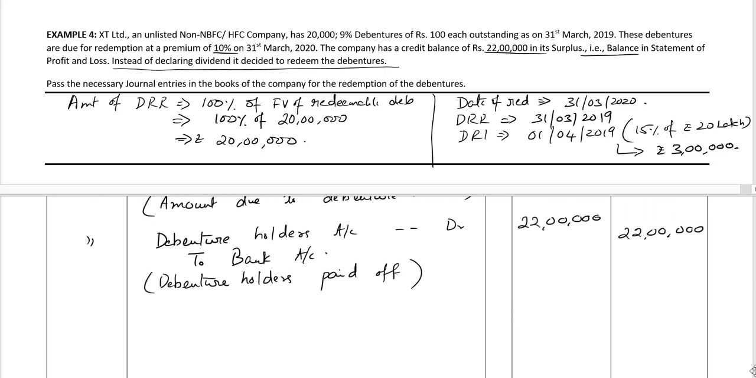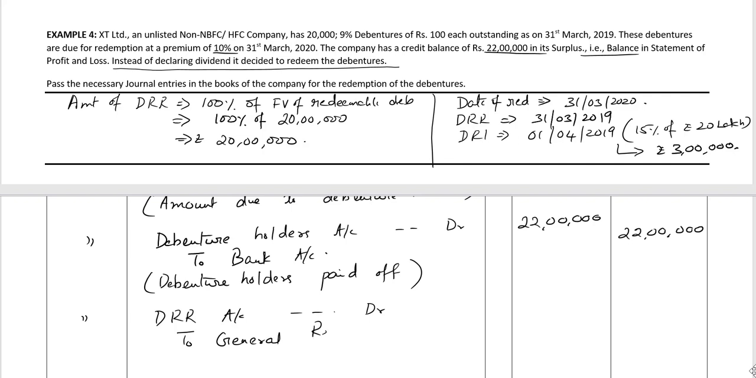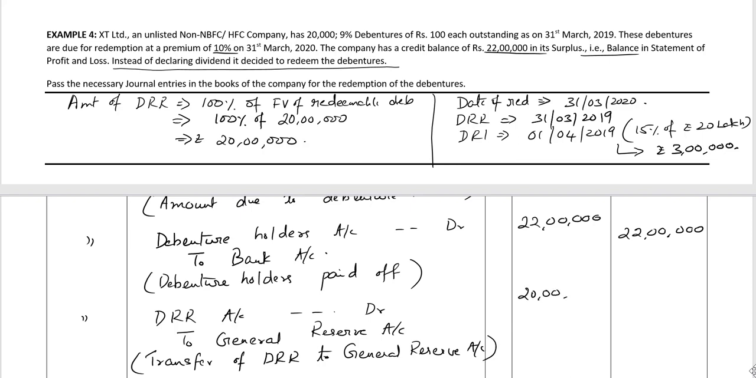And the final entry is for transfer of the DRR amount to general reserve. DRR account debit to general reserve account for the transfer of DRR to general reserve account. The amount transferred is the amount of the DRR which is created, amount equal to 20 lakh rupees.